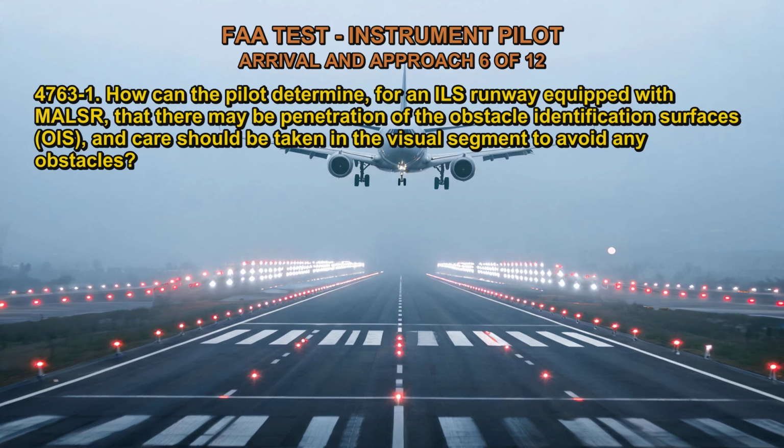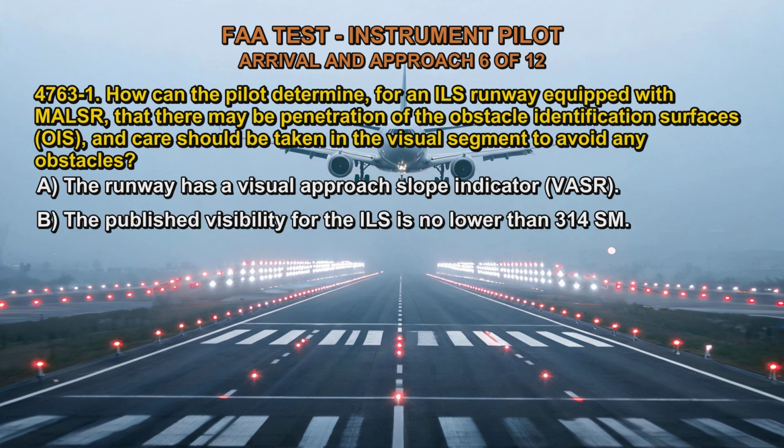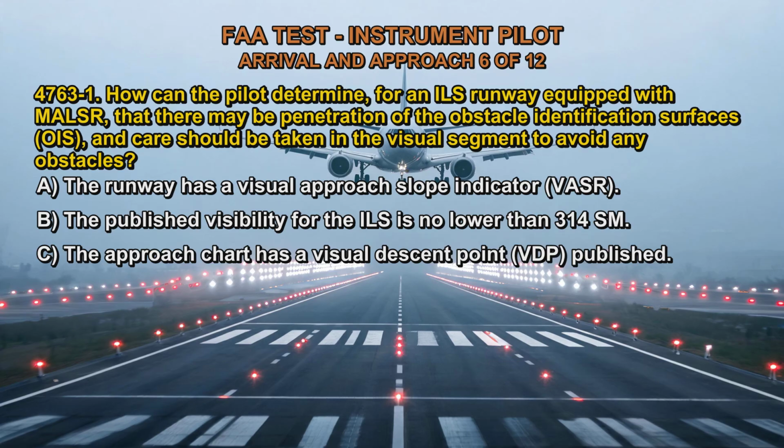4763-1. How can the pilot determine, for an ILS runway equipped with MALSR, that there may be penetration of the Obstacle Identification Surfaces, OIS, and care should be taken in the visual segment to avoid any obstacles? A. The runway has a visual approach slope indicator, VASI. B. The published visibility for the ILS is no lower than 3/4 SM. C. The approach chart has a visual descent point, VDP, published.